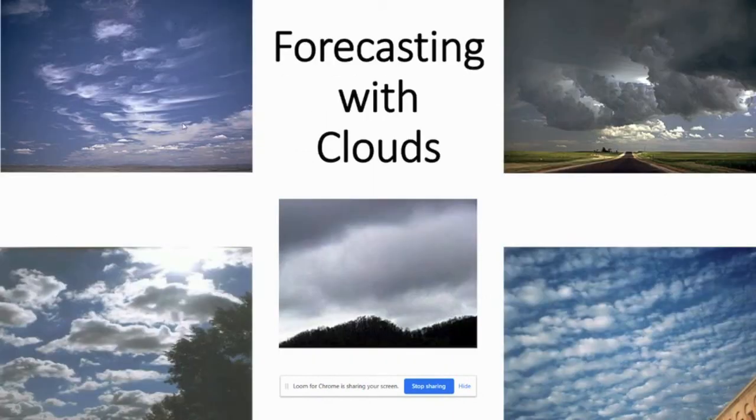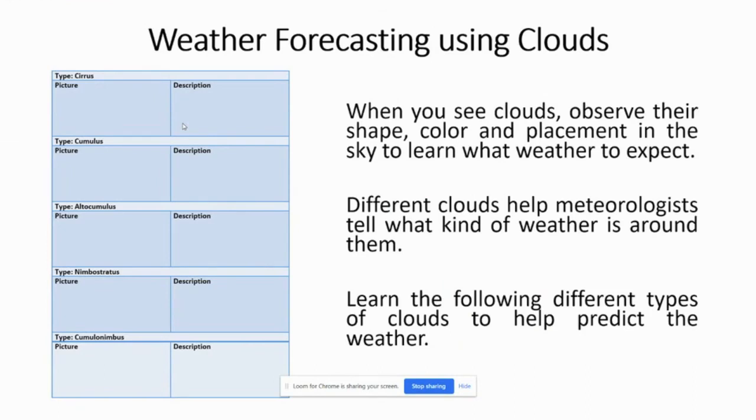Also, you can forecast the weather by reading the clouds. So what do the clouds look like? We have different types of clouds. When you see clouds, you can observe the shape, the color, and their placement in the sky to learn how to predict the weather.